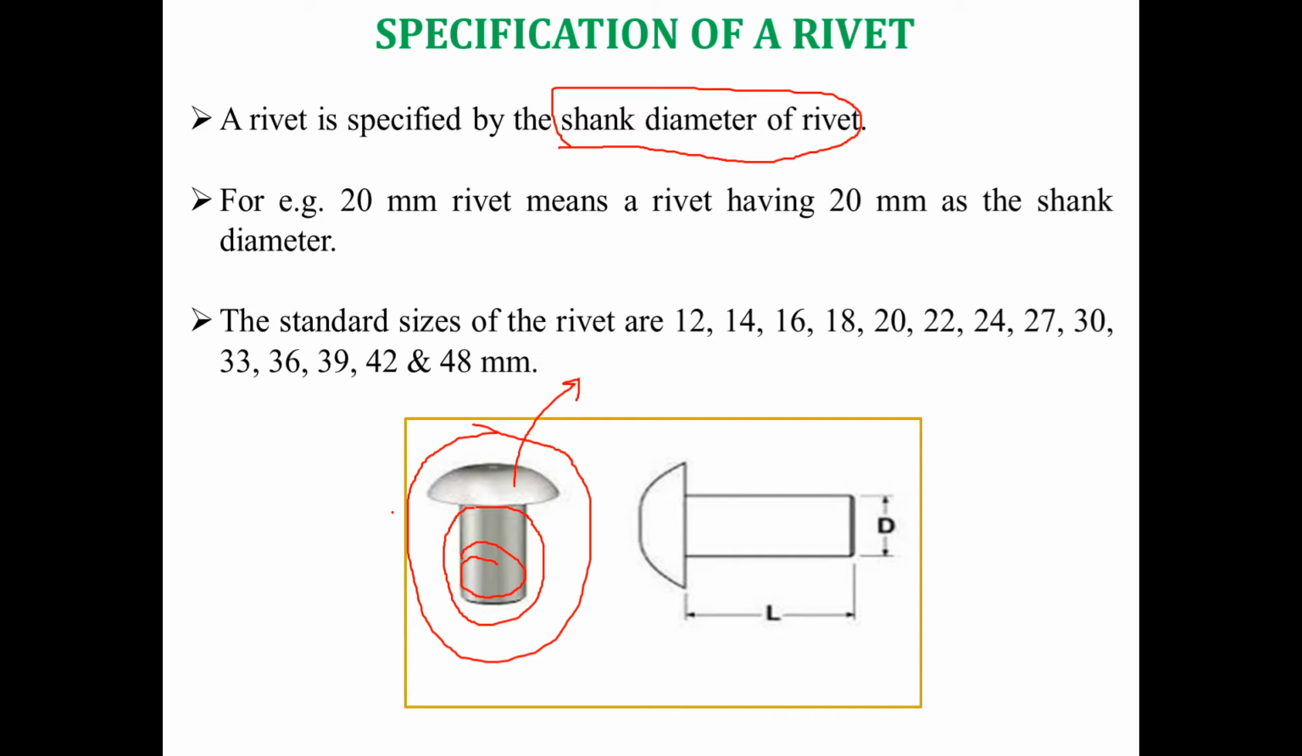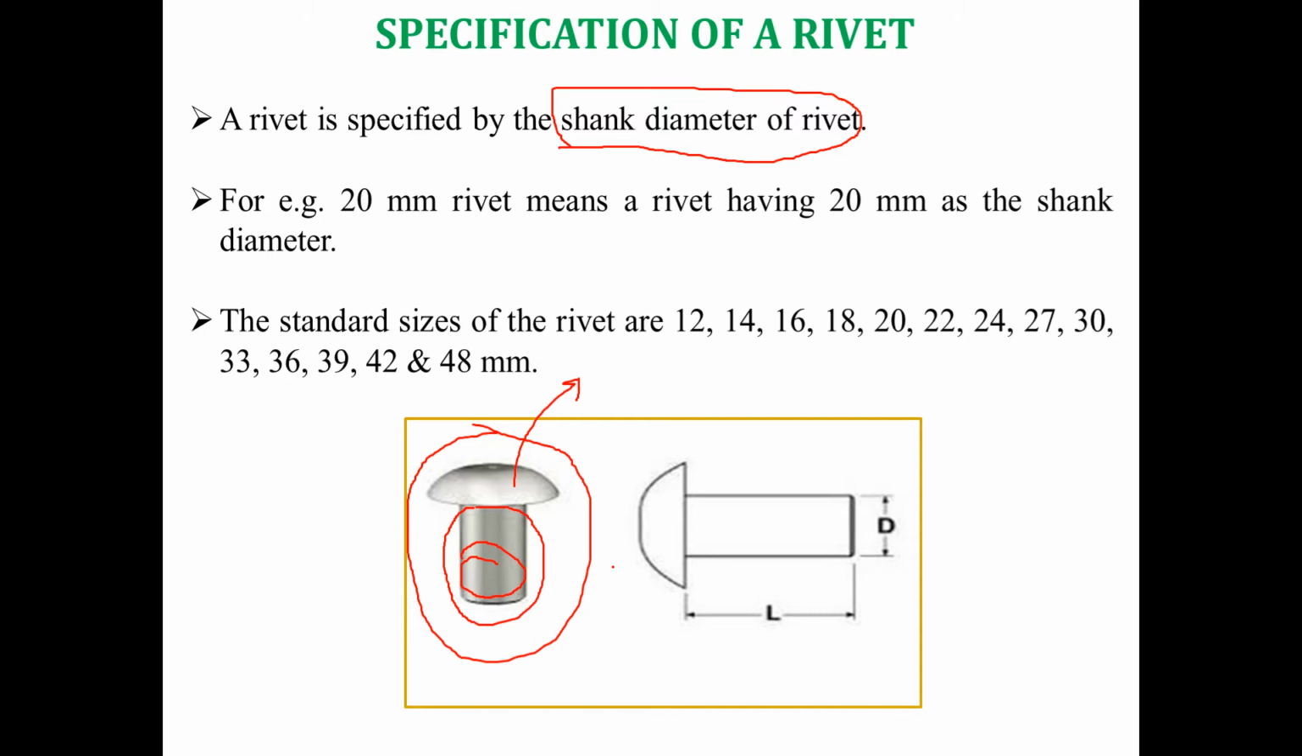Those sizes are, all dimensions in mm: 12, 14, 16, 18, 20, 22, 24, 27, 30, 33, 36, 39, 42, and 48 mm. These sizes are taken from the design data book. In the design data book, if you want to purchase any rivet from a market, the specification of the rivet is within this range. That is, it starts from 12 mm and ends at 48 mm.